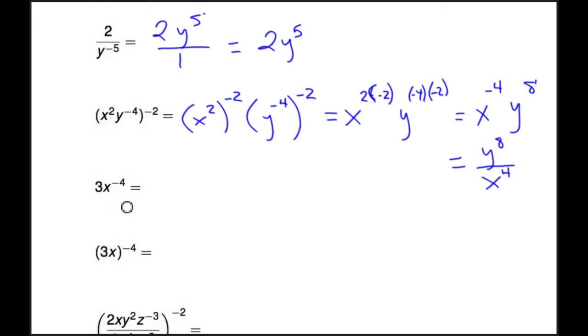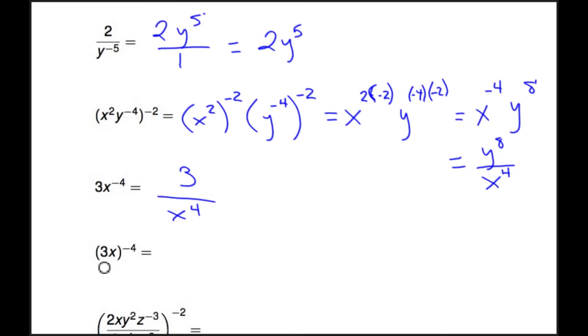Okay, so if we want to get rid of that negative 4, we move that x to the negative 4 into the denominator and make it an x to the positive 4. Okay, right, because this is how you get rid of negatives. You move them either from the bottom to the top or the top to the bottom.